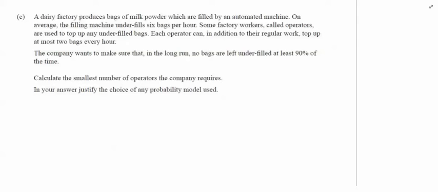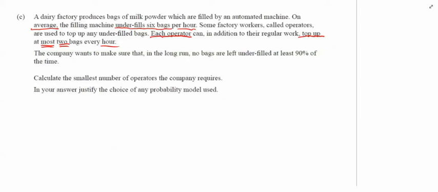A dairy factory produces bags of milk powder which are filled by an automated machine. On average, the filling machine underfills 6 bags per hour. Some factory workers, called operators, are used to top up any underfilled bags. Each operator can, in addition to their regular work, top up at most 2 bags every hour. So each one can top up at most 2 bags every hour.